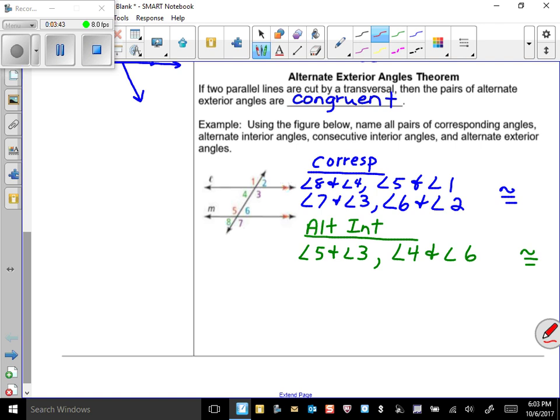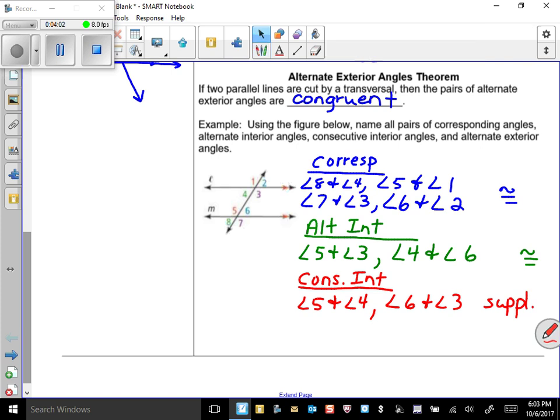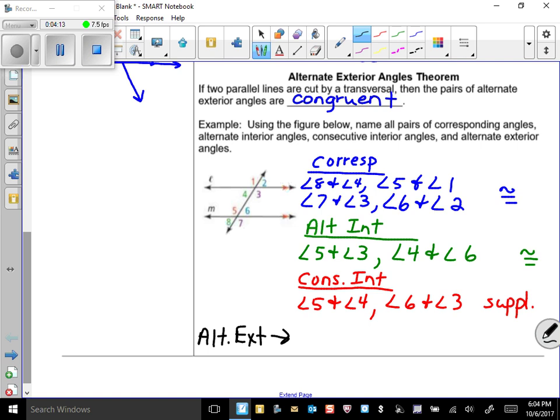Let's do our consecutive interior now. Consecutive interior angles: we'd have angle 5 and angle 4 and angle 6 and angle 3, and we know that those are supplementary. And finally, I'm going to come over here. I don't really have room. Well, I guess I can put them right here. Alternate exterior angles would be angle 1 and angle 7, angle 8 and angle 2. And of course, we know those sets are also congruent. Okay, they're not all congruent to each other, but the pairs are congruent. The pairs of consecutive interior angles are supplementary.